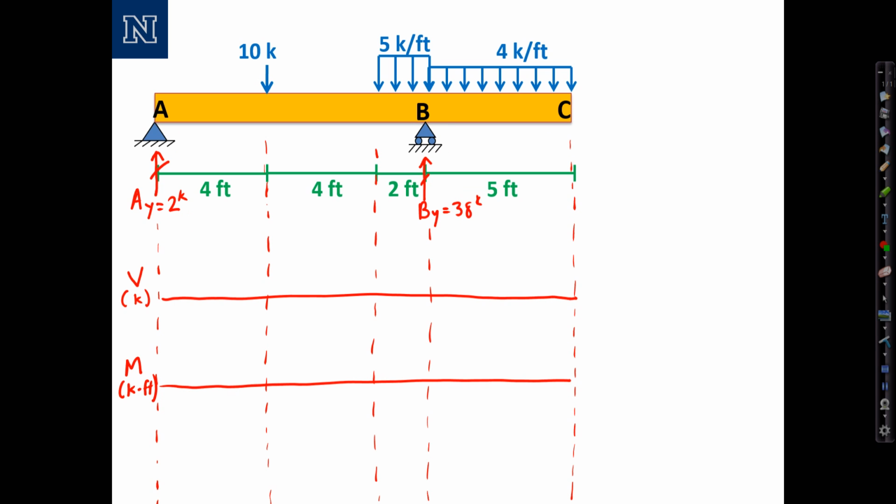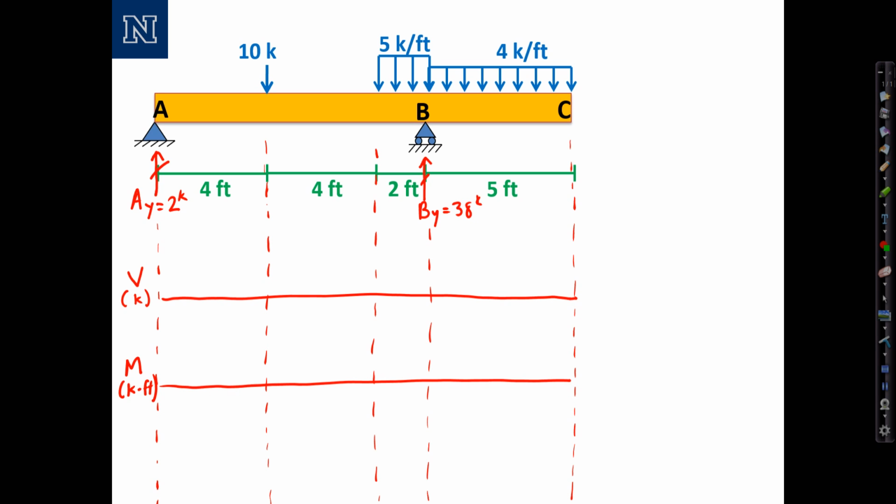I've also extended the lines down at each region of load discontinuity so we can identify the changes in the shear and moment diagrams. And I've drawn an axis for the shear diagram, labeled it with the units in kips, and an axis for the moment diagram, labeling with the units of kip feet. We'll start with a shear diagram working from left to right.